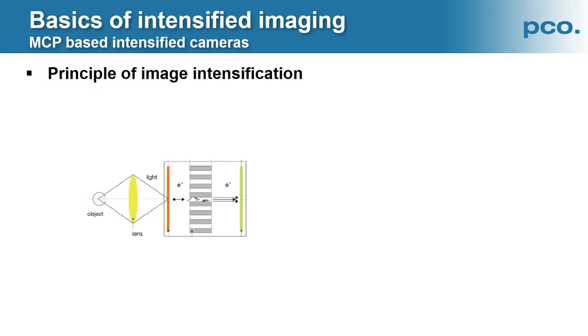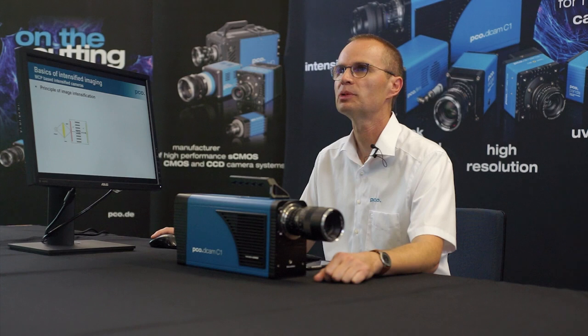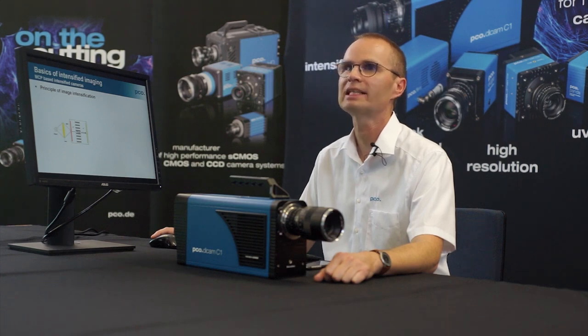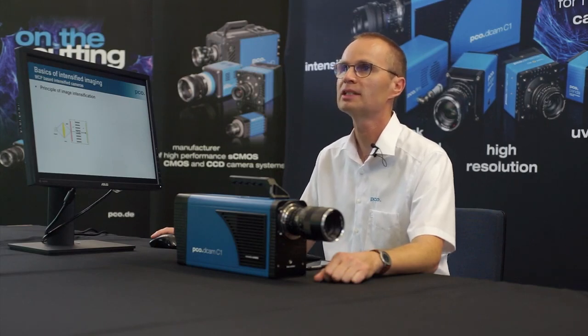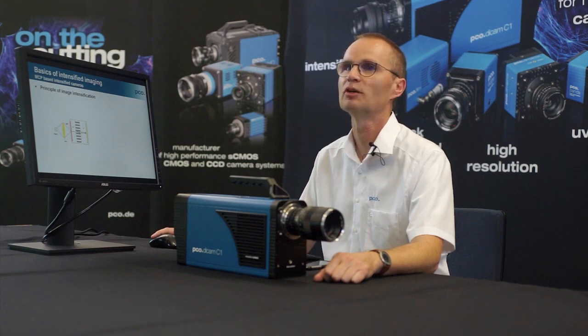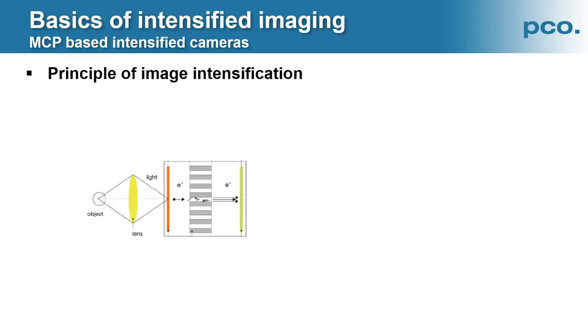An object is imaged by a lens onto a photocathode. This is a thin layer of a special material which can convert photons into free electrons. The underlying physical principle is the external photoelectric effect. Albert Einstein was awarded the Nobel Prize in 1921 for explaining it. After the electrons have left the photocathode, they are driven by an electrostatic voltage into the tiny tubes of the MCP. Tiny means here just a few microns in diameter.